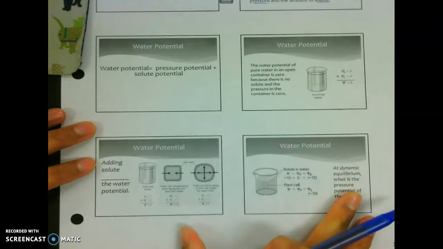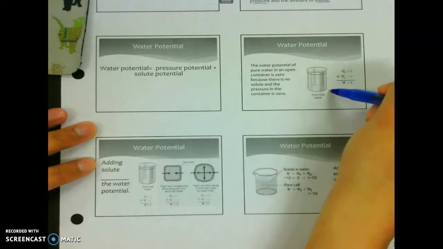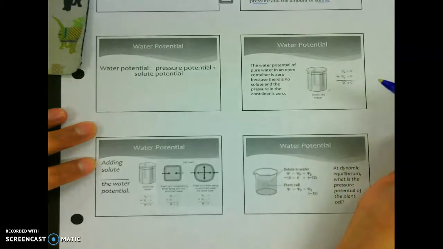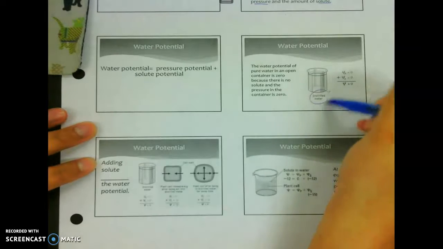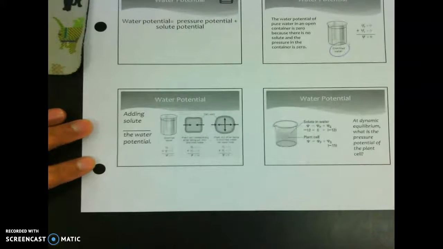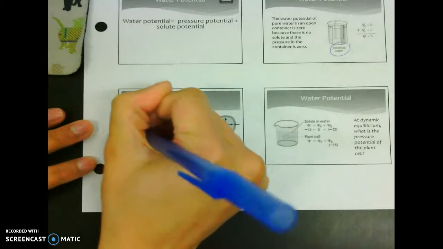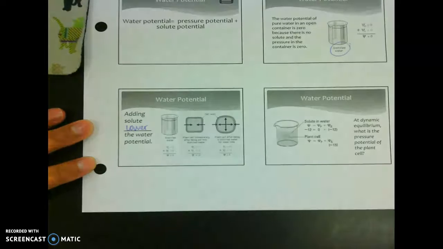So when we're looking at water potential, if your container is open, like this beaker, there's no lid on it, that's going to have zero pressure potential. And since we're looking at distilled water, there's no solute, that means there's going to be zero solute potential. So 0 plus 0 equals 0. Great work. As we add solute, we're actually going to end up lowering the water potential.